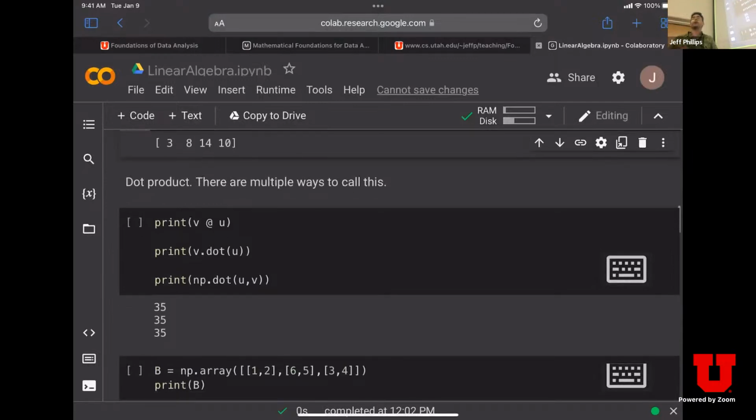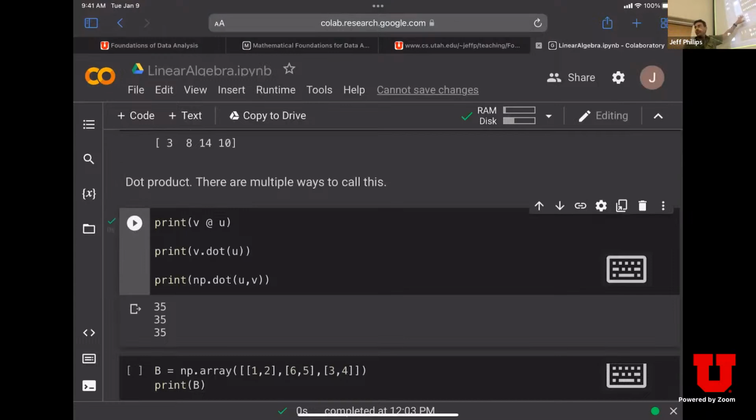the dot product of 2 vectors, right? There are multiple ways to do the dot product. Either I can call this dot operation, which takes 2 elements. I can do V dot of U, right? So I can string these together, or I can just use the at symbol. The at symbol is the dot product. They all give the same answer here, okay?